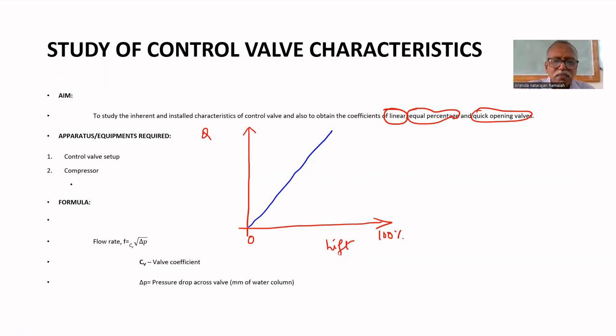Equal percentage means the characteristics will be like this. Quick opening means its characteristics will be like this. This is the linear valve, the linear characteristics. This is equal percentage. This is quick opening.